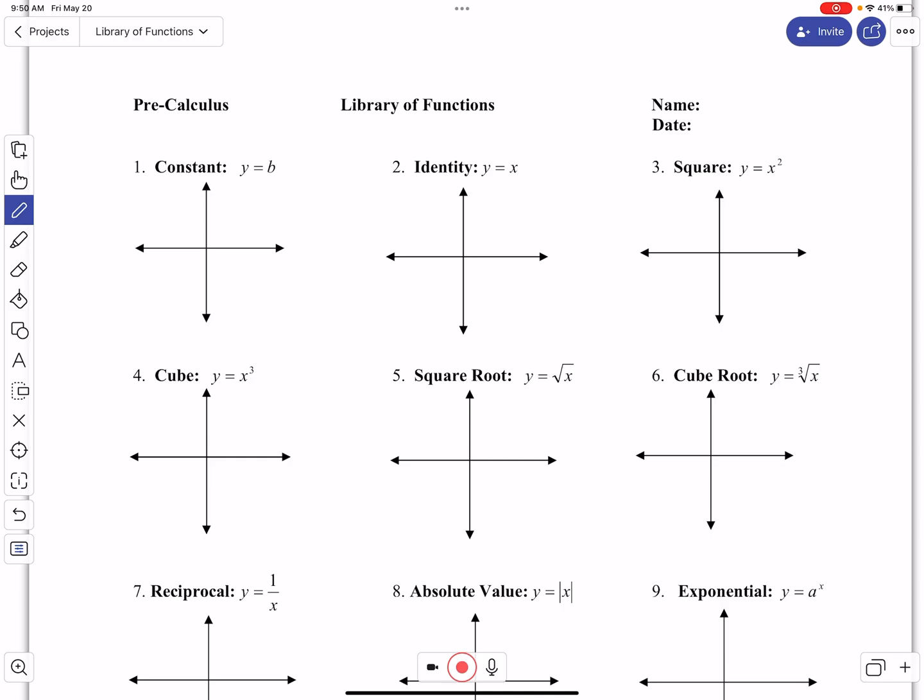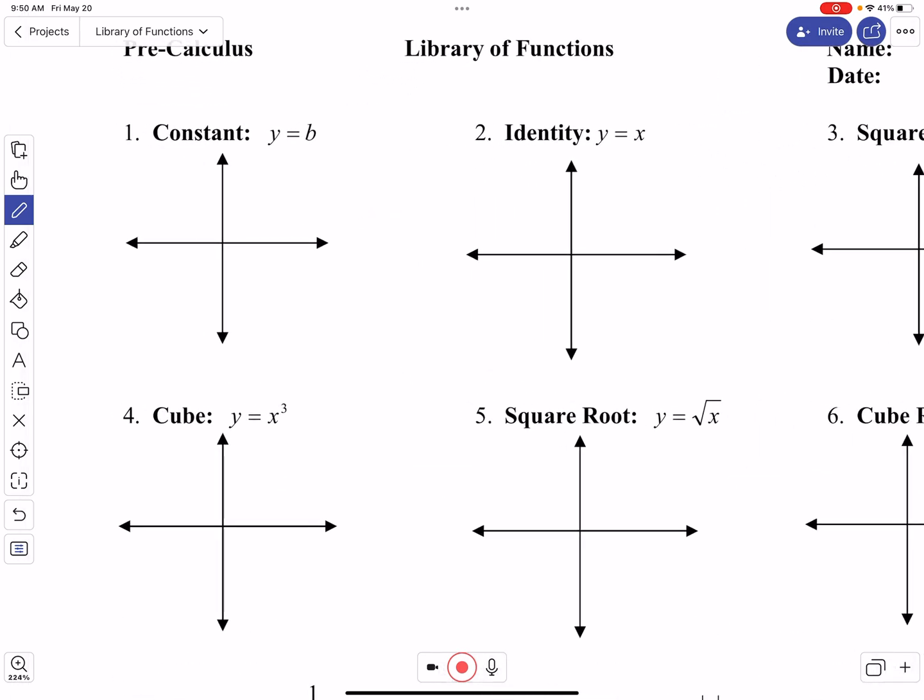So for our first one here, we have just a constant, y equals b, and that is just going to be a horizontal line, and then we'll label our point. We don't know exactly how far up it is on the y-axis, so we call it b. We just call it (0, b).